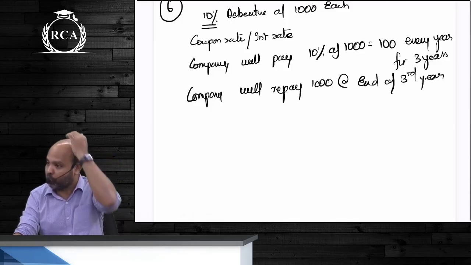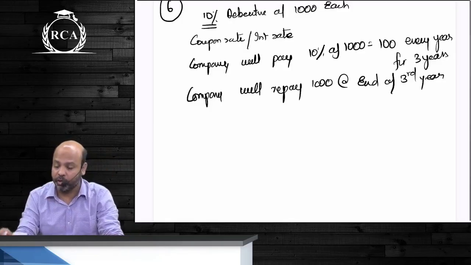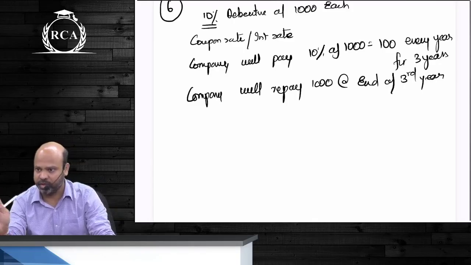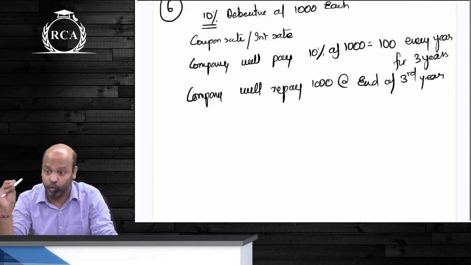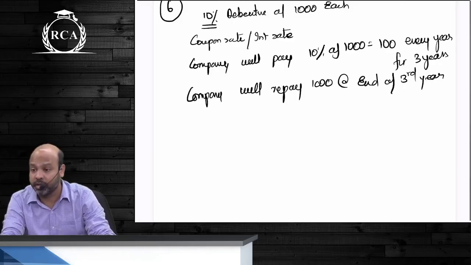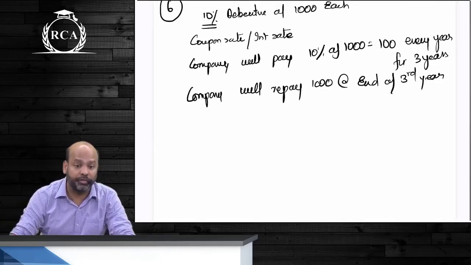All you have to do, beta, is simply arrive at the present value of these cash flows. You are receiving 100 rupees every year for the next 3 years. If you invest in this instrument, I do not care about the price that you are paying today for the instrument, but in case you hold this instrument, how much will you get every year? 100 rupees for the next 3 years. Apart from that, you will get 1000 rupees at the end of third year.